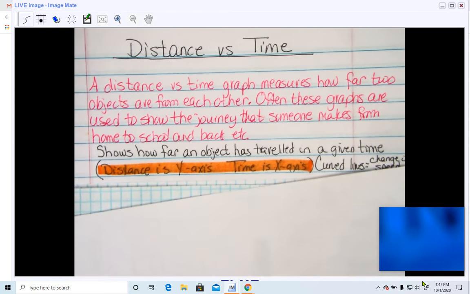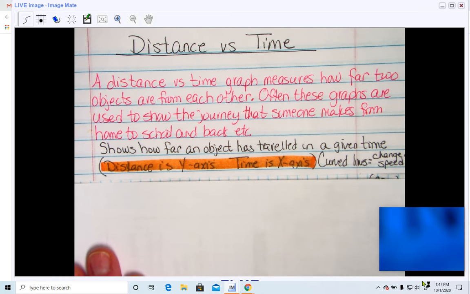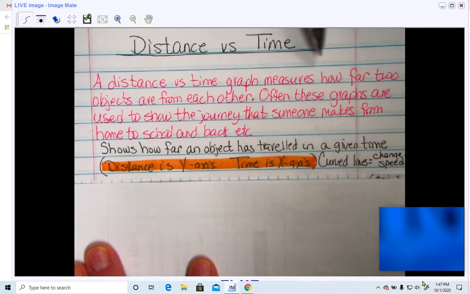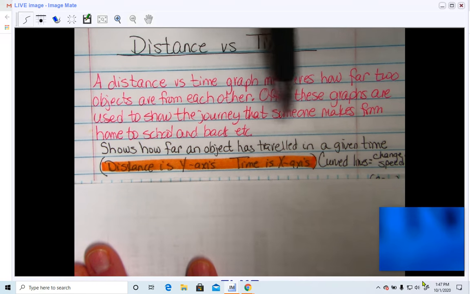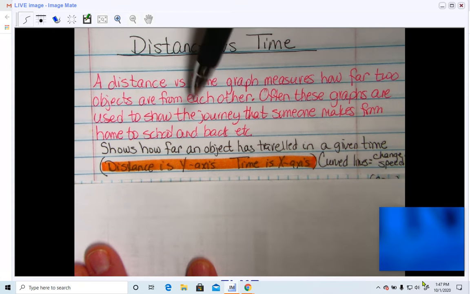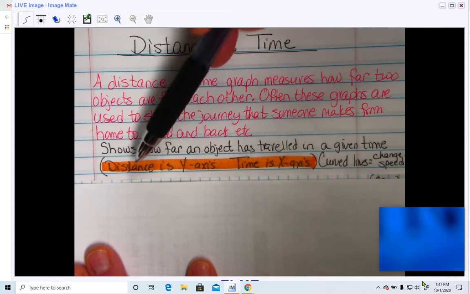This is what you need to write right here. It should go about 1/3 of the way down. You need to write basically a definition for distance versus time. A distance versus time graph measures how far two objects are from each other. Often these graphs are used to show the journey that someone makes from home to school and back, etc. Basically, it shows how far an object has traveled in a given time.